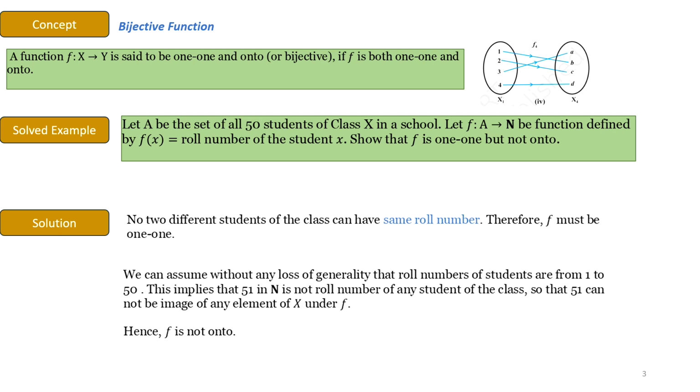The numbers 51 and above belong to Y, but they are not the image of any element of X. The reason being X has roll numbers from 1 to 50. Hence, there are elements of Y which do not have a pre-image in X. Hence, it can be said that f is not onto.